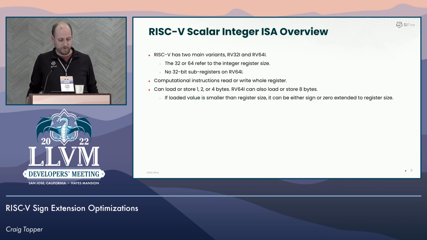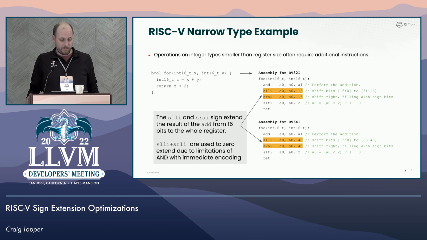Both RV32I and RV64I can load and store 1, 2, or 4 bytes, and RV64I can also load and store 8 bytes. If the loaded value is smaller than the register size, we have instructions to both sign or zero extend to the register size. Because there's only one size of register, operations involving narrower types often require additional instructions.